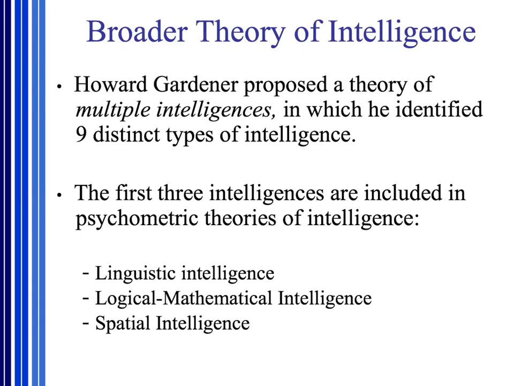So while Charles Spearman offered a theory of general intelligence with the g factor, a different psychologist named Howard Gardner proposed another theory, of multiple intelligences, in which he identified 9 distinct types of intelligence. Spearman would probably not call these 9 types of intelligence. Spearman would probably call them just s, or specific abilities, which contribute to our general overall intelligence. So that's the main difference between Spearman and Gardner. The first 3 types of intelligence that Gardner highlights are linguistic intelligence, logical mathematical intelligence, and spatial intelligence. But let's go ahead and look through all 9 briefly.